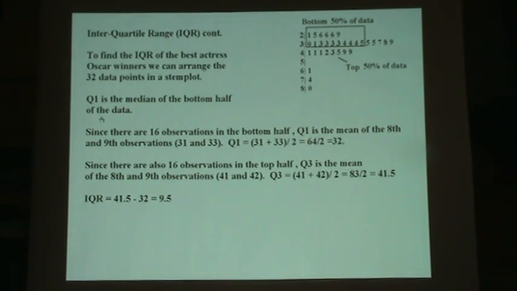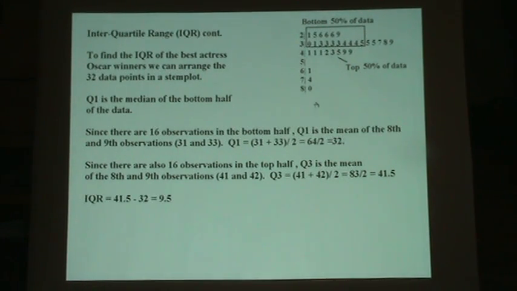To get Q1, we have to take the median of the bottom 16 scores. Well, the median of the bottom 16 scores would be between the 8th and 9th score, which is 1, 2, 3, 4, 5, 6, 7, 8. So it would be 31 and 33. So if we add 31 and 33 and divide by 2, it's 64 divided by 2, and that gives me 32 as the median of the bottom half. And that's my Q1. So that's right here, 32.